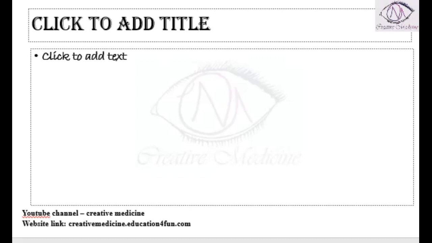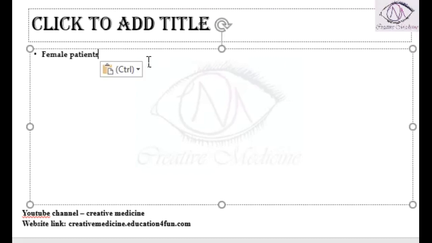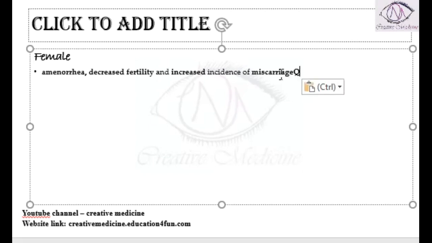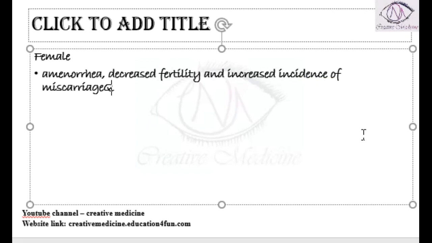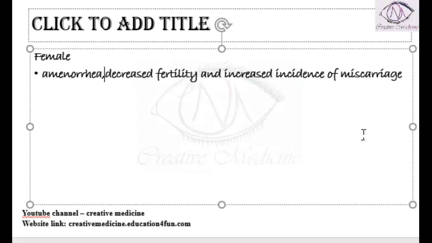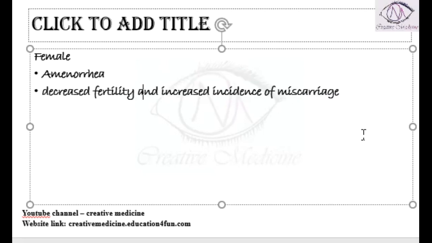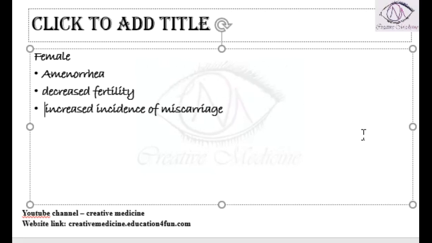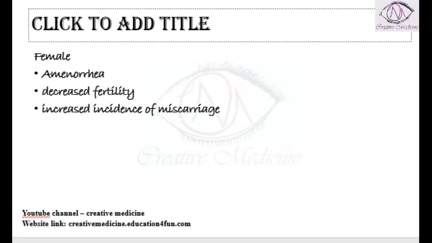Now, in females, Graves' disease can present with some menstrual issues. The patient can have amenorrhea due to Graves' disease, and decreased fertility. Obviously, if there is no or less menstrual cycle, the patient will have decreased fertility, and there is also an increased chance of miscarriage in females.